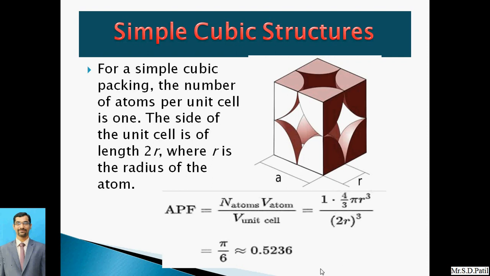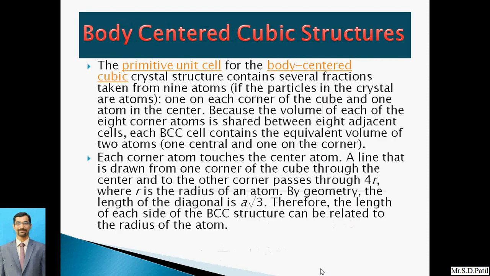Now after completing the simple cubic structure, we will go with the next structure, that is the body centered cubic structure. For this structure, how we calculated the number of atoms per unit cell, that part we have covered in the previous lecture itself. The primitive unit cell for the body centered cubic crystal structure contains several fractions taken from the 9 atoms.